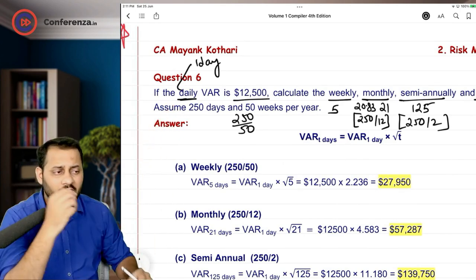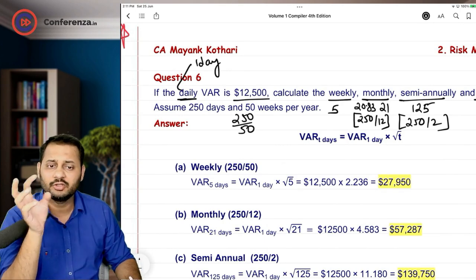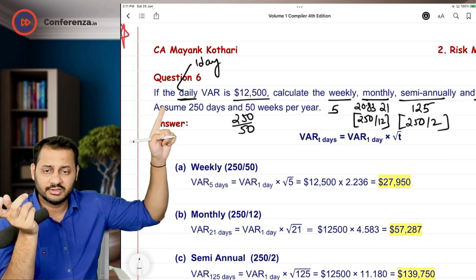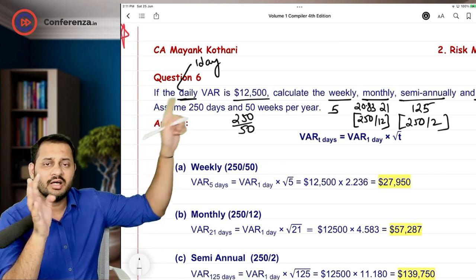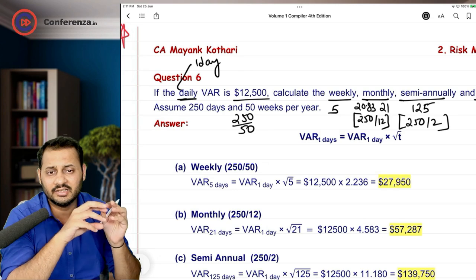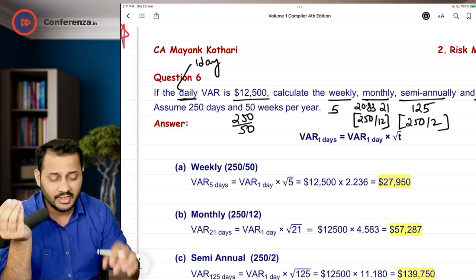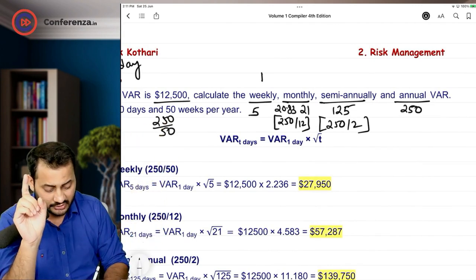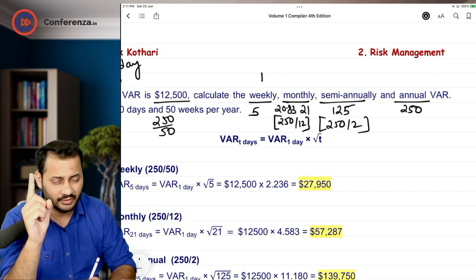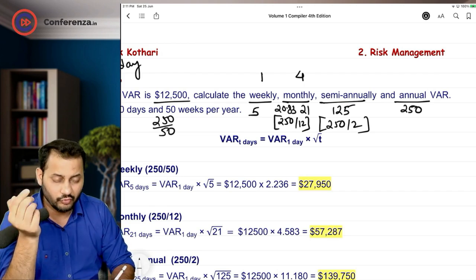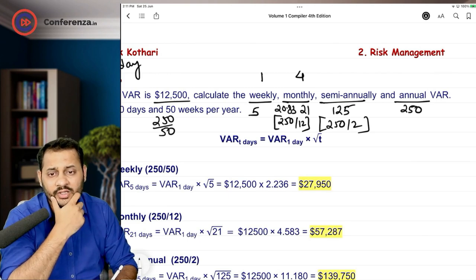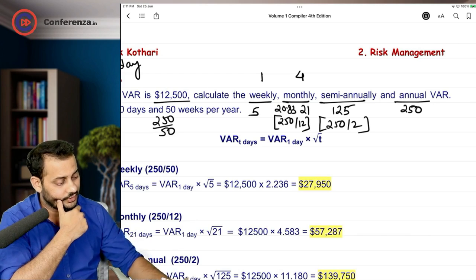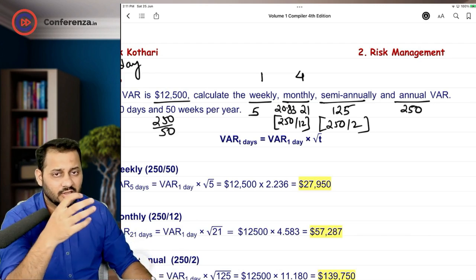Just understand that, let's assume that the question that will be asked in exam gives you a certain change in this data. If the weekly VAR is 12,500, if it says that the VAR given to you is weekly, at that time you will have to take how many weeks are covered in these periods. So this is going to be 1. Weekly 1. How many weeks are there in a month? 4. Or you can do one thing, 50 weeks per year, 50 divided by 12 months. 50 divided by 12, it gives us 4.166, round off to 4.